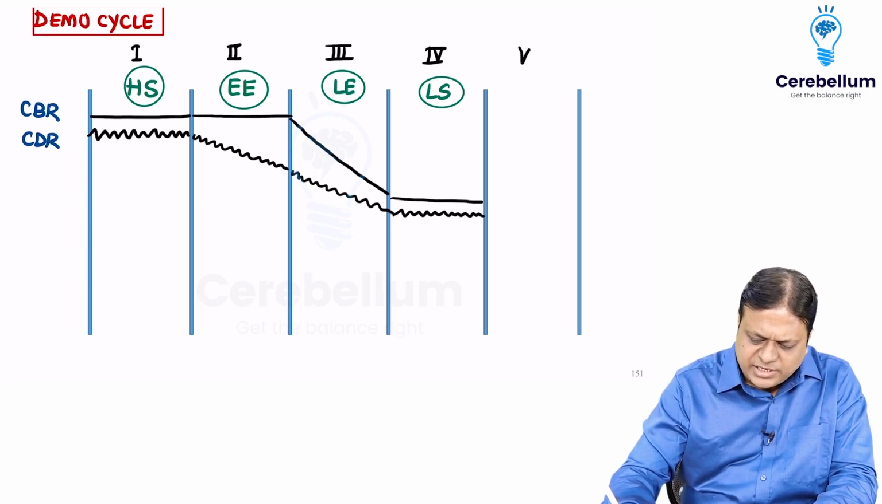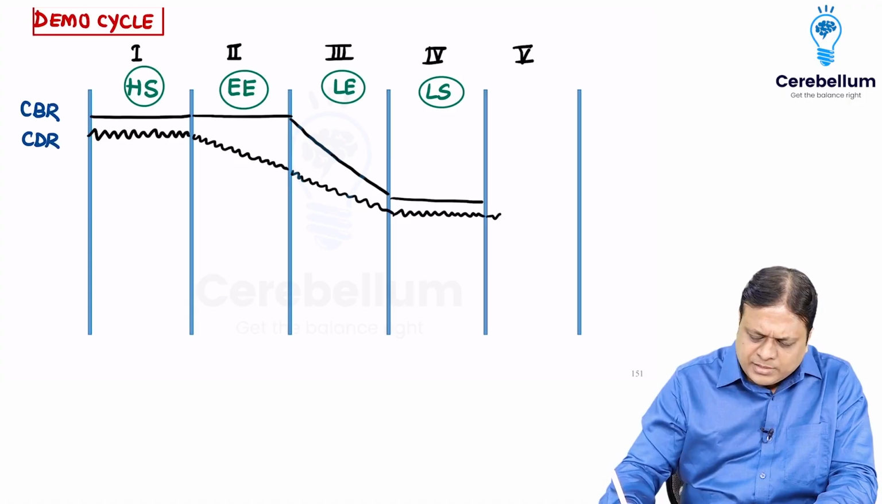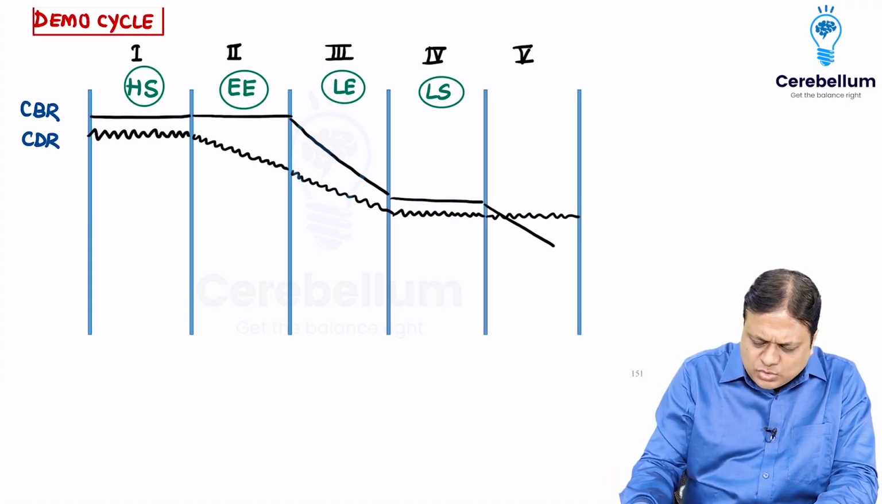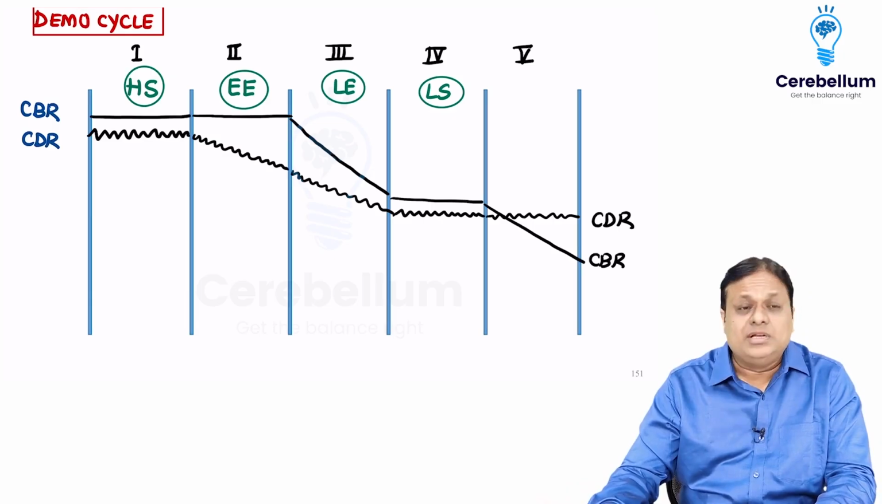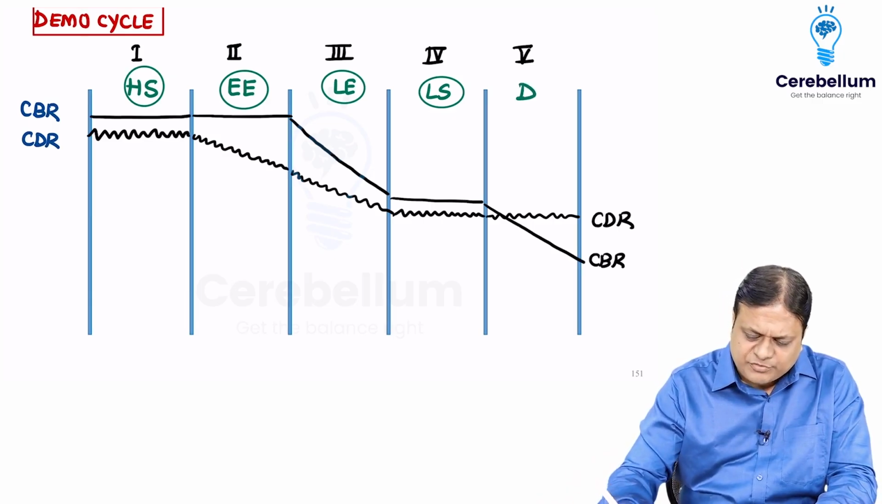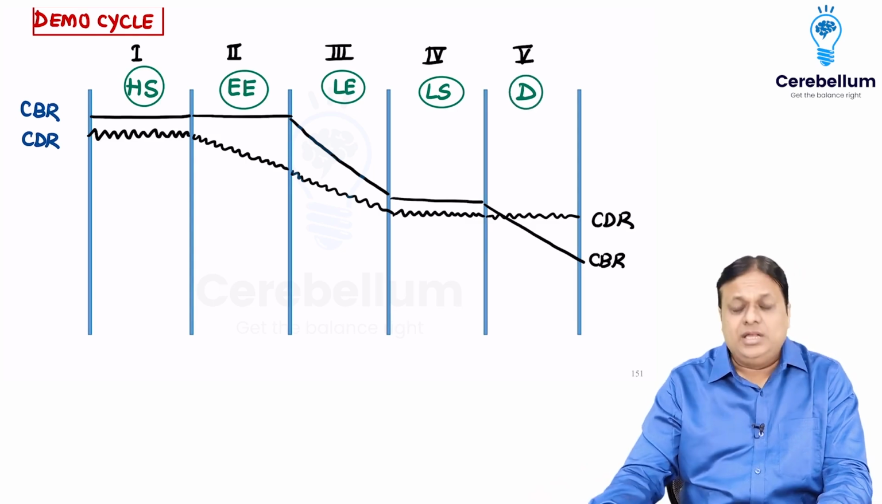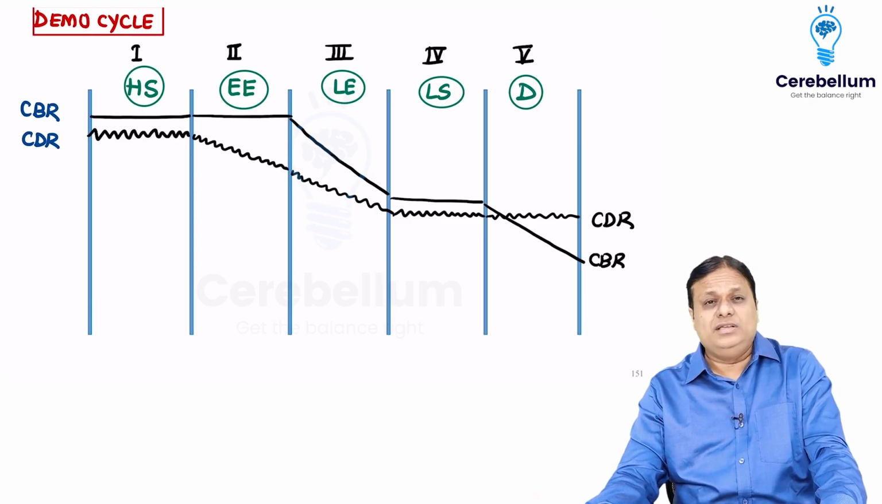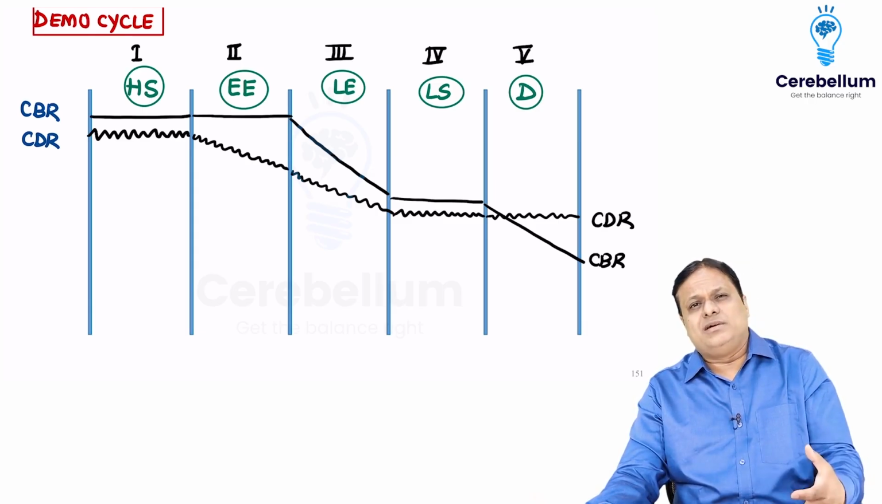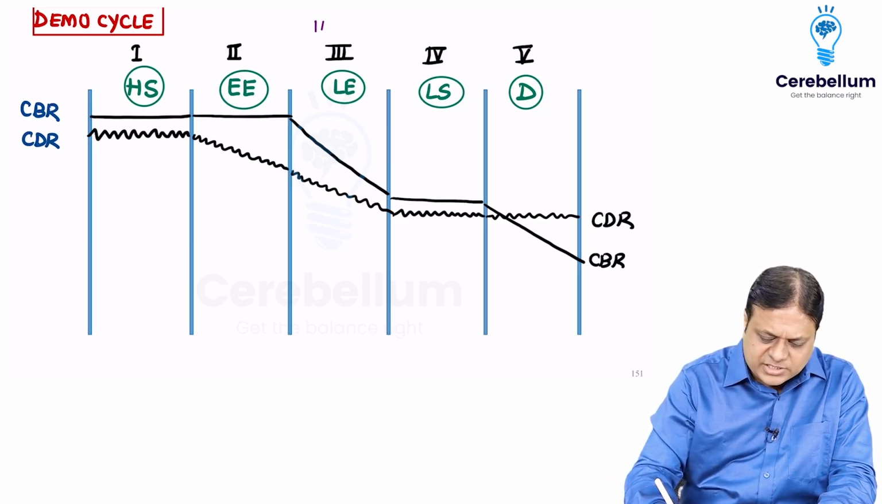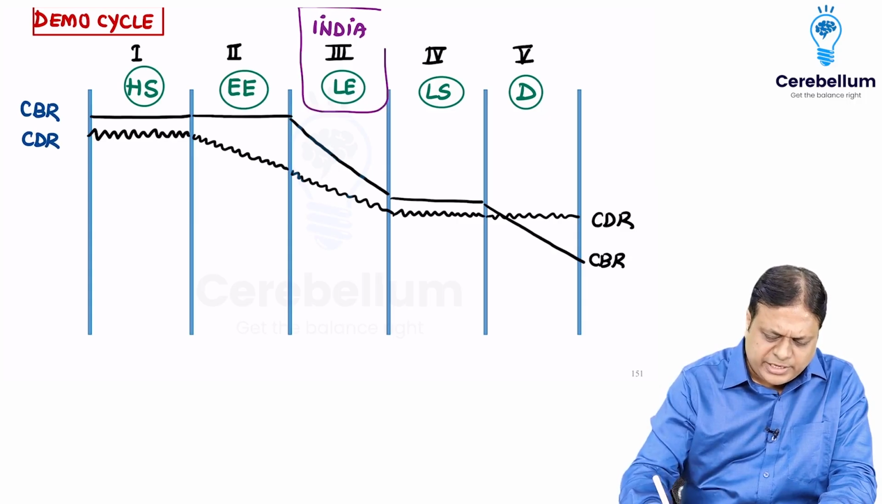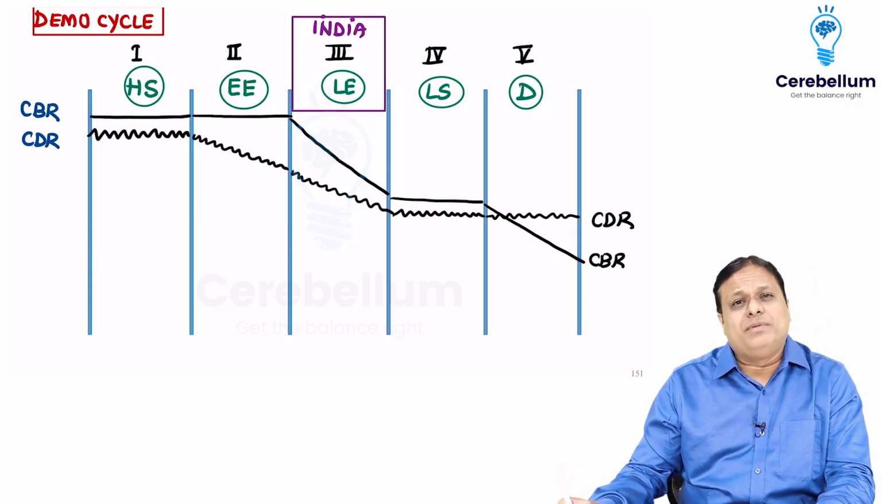And finally, in stage 5, what happens? Birth rate declines to go even below the death rate. So, higher deaths, lesser birth, population will decline. This 5th stage is declining stage. Many European countries, France, Germany, Hungary, and here in this part, Singapore, Japan, Russia, they have gone into the declining stage. When we look at India, India is currently in stage 3, late expanding stage, where both birth rate and death rate are declining year by year.